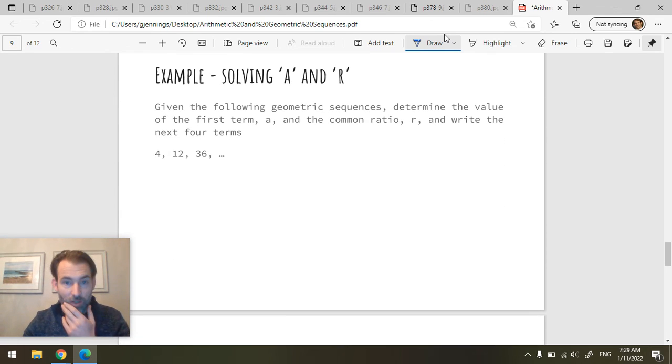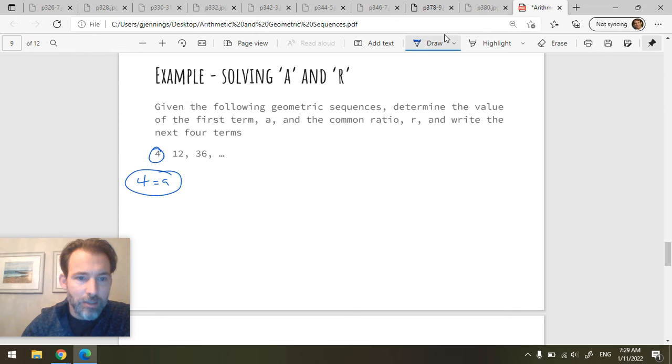Now, we want to solve for a and r, so let's do that here. 4, 12, 36. So a, this one. This is 4 is equal to a. Isn't that nice? It's very easy to solve for that, right? So when I'm creating my general term, the nth term, that's going to be equal to 4 multiplied by the ratio raised to n minus 1.